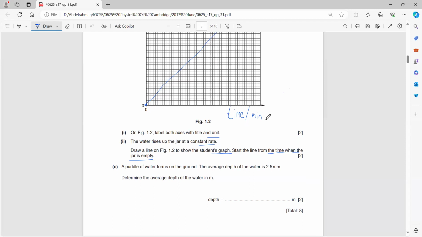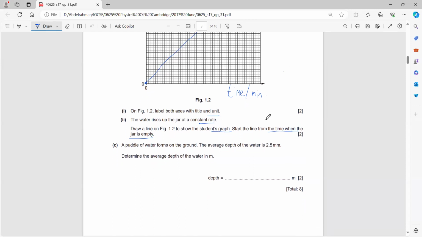Next question. How can I find the depth? The average depth of the water is 2.5 millimeters. Puddle of water. I need to just convert this depth into meters. How can I convert from millimeters into meters? Divide by 1000. Yes, thank you. From millimeters to meters, all I need to do is divide by 1000.